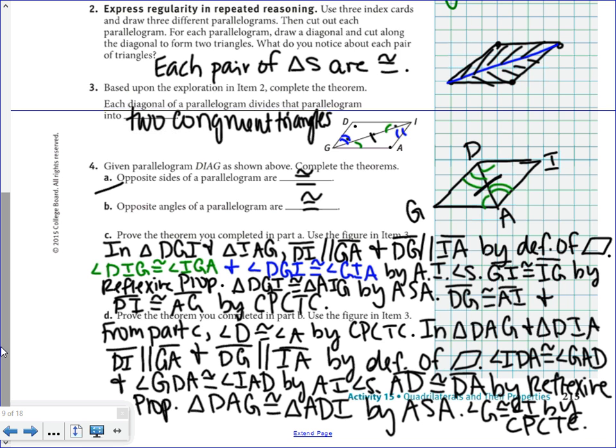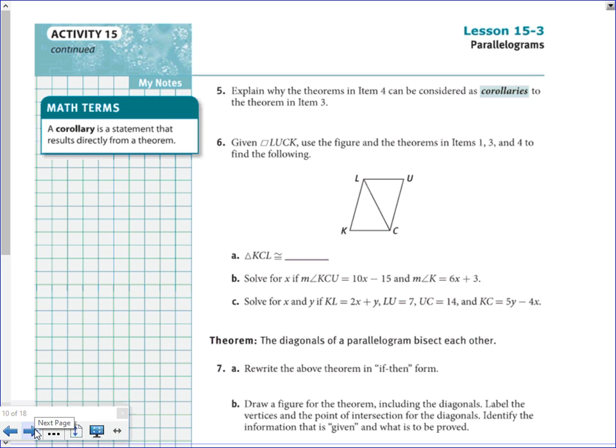So now we're going to look at the next page. Explain why the theorems that we just proved are considered corollaries to the theorem above it. So a corollary is a statement that results directly from a theorem. It's kind of like a subset of a theorem. Based on one theorem, we know this other more specific information.